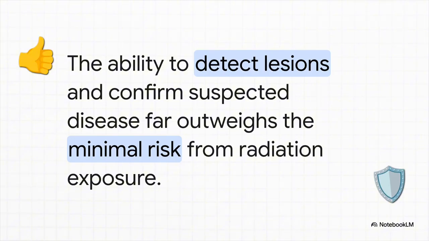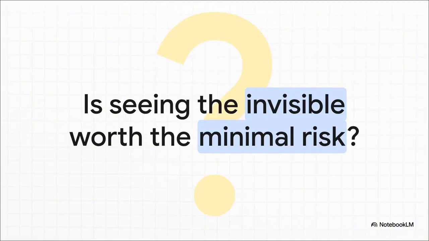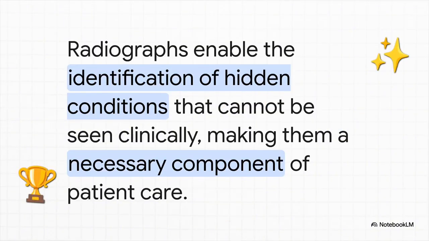So when it all comes down to it, it's pretty clear. The ability to find a serious problem, like an infection or a cyst or even a tumor, long before you ever feel it, well, that benefit is just monumental. And it's weighed against a very minimal, highly controlled risk. So that really brings us to the final question, doesn't it? When you weigh the incredible power of seeing things that are completely hidden from the naked eye against the tiny, controlled risks we've just talked about, what's the verdict? For me, the answer is pretty clear.